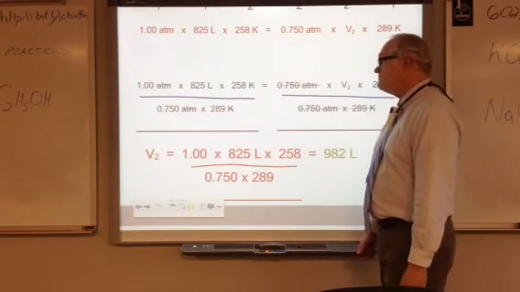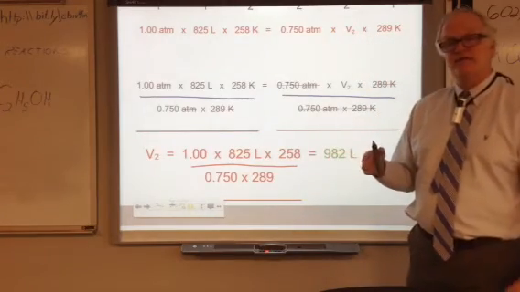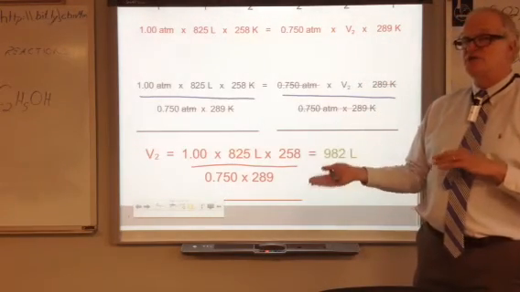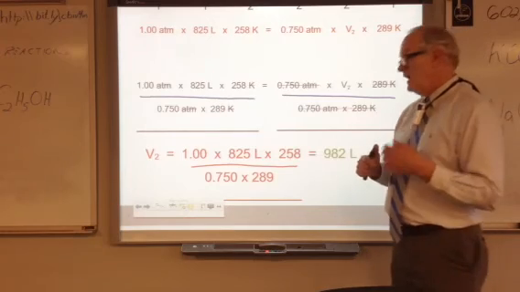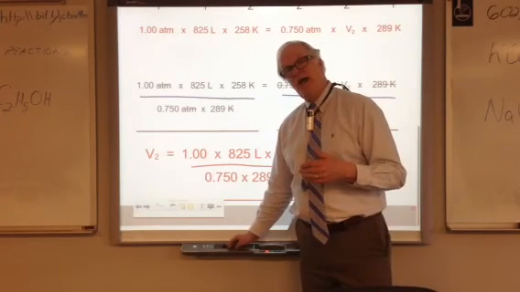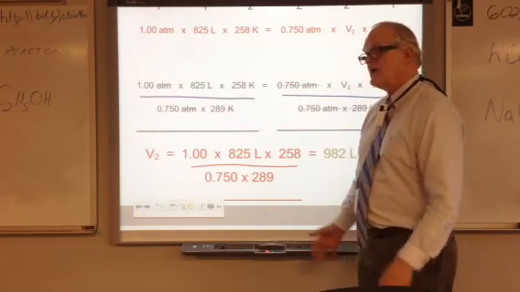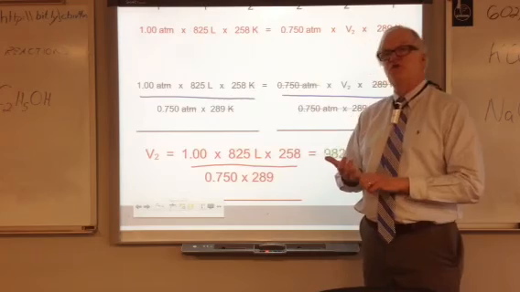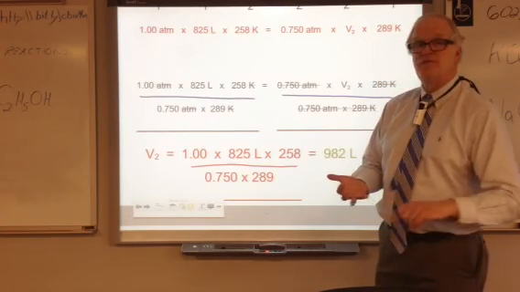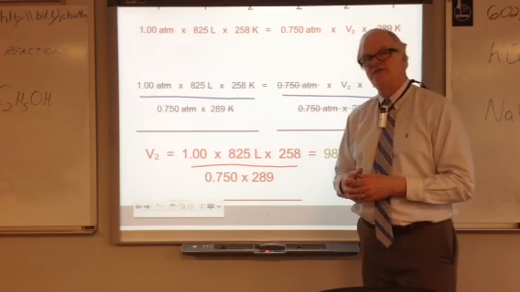So what happened to our volume? It went up. But we couldn't necessarily have predicted that just by thinking about the direction that temperature and pressure changed in. We had to use the combined gas law to make a calculation of what happened to volume. So again, the combined gas law helps us out when the pressure of a sample of gas and its temperature and its volume are all changing at the same time.